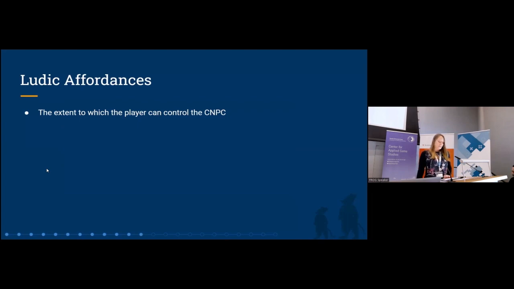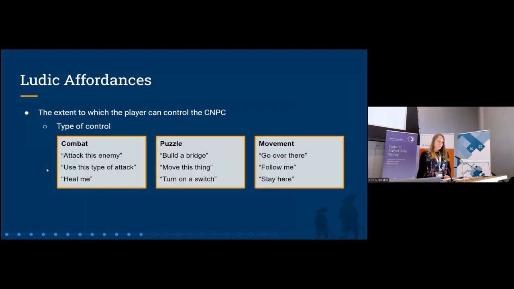Moving on to Ludic Affordances, it refers to the extent of the player's control over the CNPC. This includes what type of control is afforded to the player over the companion. For example, it could be mechanics that relate to combat, commands that assist in puzzle solving, or simply directing the CNPC's movement. In addition to what type of control, Ludic Affordances also refers to how many possibilities the player has. This can range from non-existent to a high degree of control. And similar to narrative hierarchy, Ludic Affordances may also evolve throughout the game or remain unchanged and static.